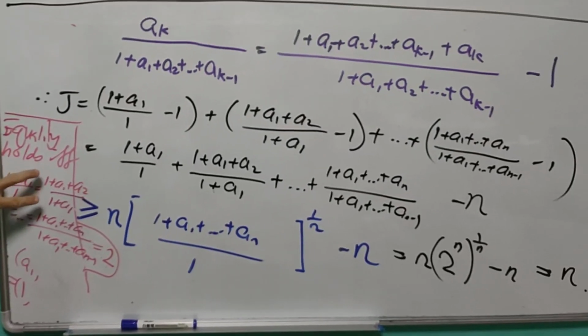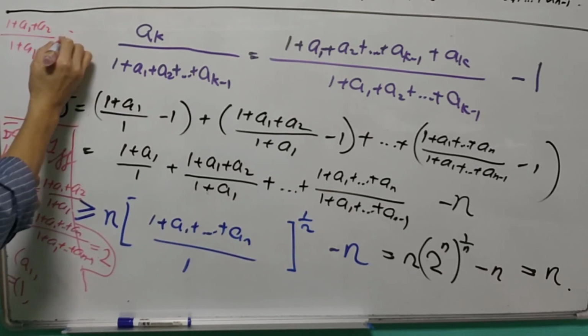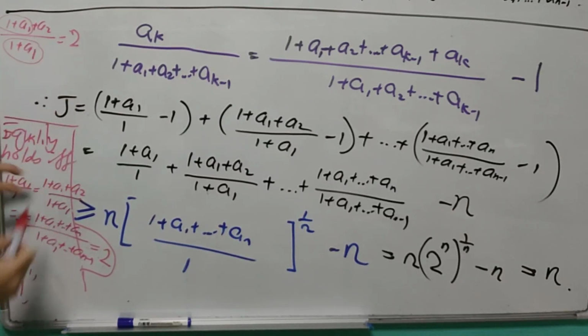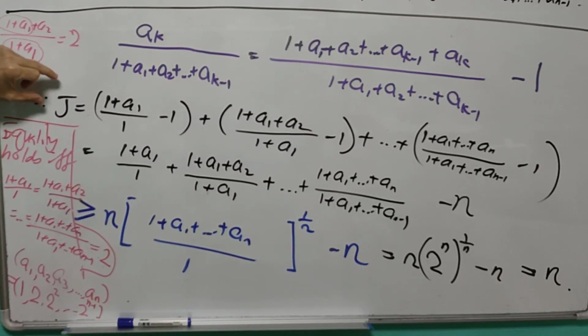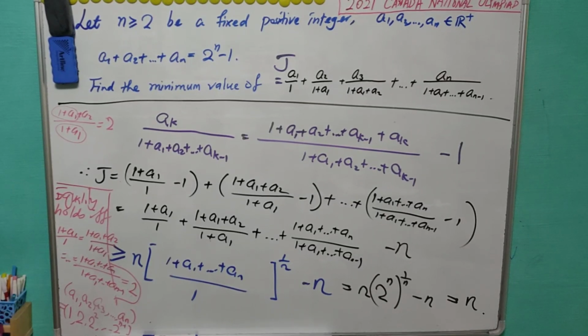If a1 equals 1, from the second one, 1 plus a1 plus a2 over 1 plus a1 also has to be equal to 2. 1 plus a1 equals 2. So it means that a2 has to be equal to 2. And you can check that a3 has to be equal to 2 squared, and so on and so forth until an has to be equal to 2 to the power n minus 1. So this means that J equal to n is achievable. This is true if and only if ak equals 2 to the power of k minus 1 for each k from 1 to n.